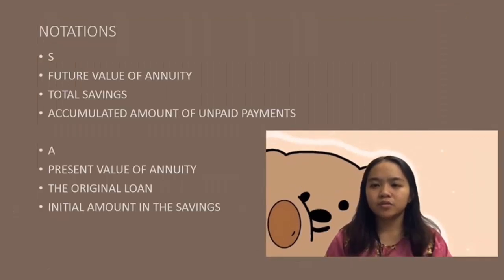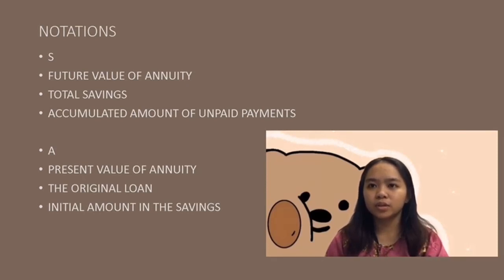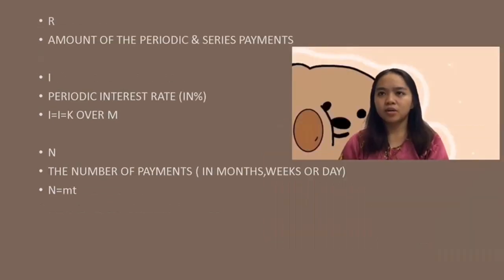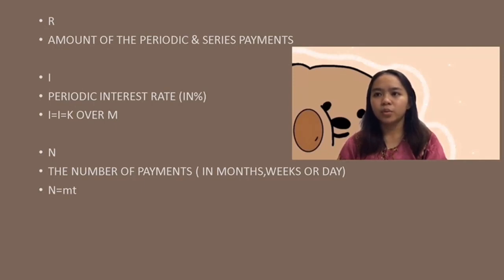There are some notations for this topic. S refers to the future value of annuity, total savings, and accumulated amount of unpaid payments. A refers to the present value of annuity, the original loan, and the initial amount in the saving. R refers to the amount of periodic and series payment. Small letter i refers to the periodic interest rate in percent. To find i, the formula is i equals K over M. N refers to the number of payments in months, weeks, or days. The formula for this is N equals M times T.